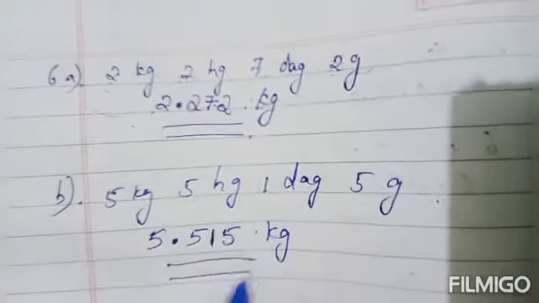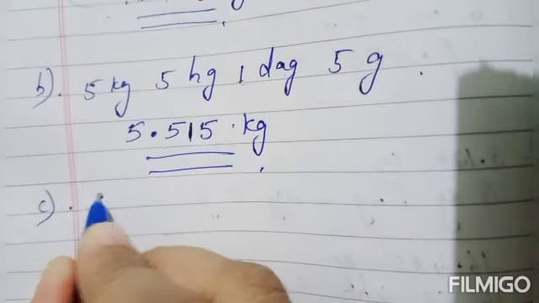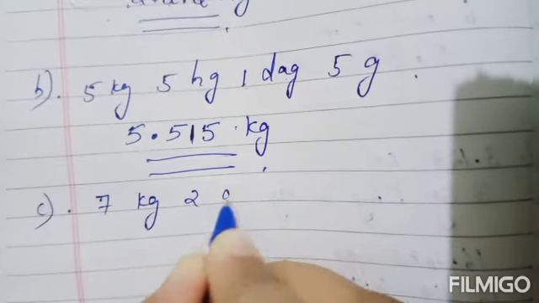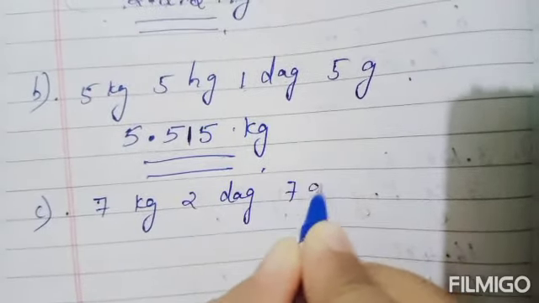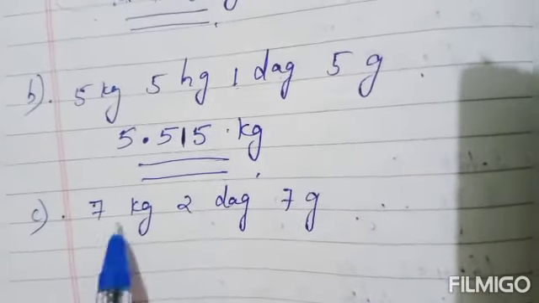5.515 kilogram will be the answer. Okay. Next C, 7 kilogram, 2 decagram, 7 gram. Now here kilogram, it is 7 kilogram will come before decimal point.